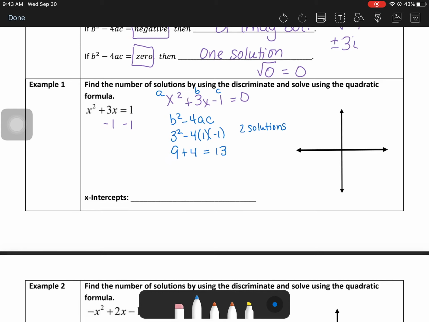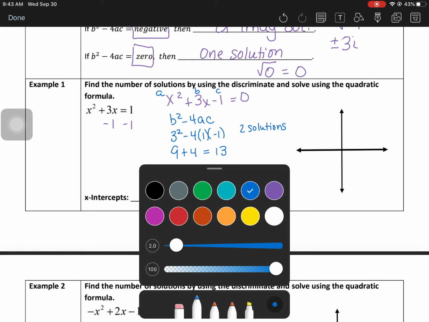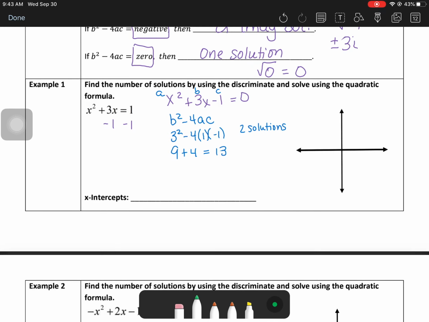So when we solve the entire quadratic formula, it becomes a little bit easier for us to do. We have negative b, so that's going to be the opposite of b, which is negative 3, plus or minus the square root of 13, which is under the radical, all over 2 times a, and 2 times 1 is 2.